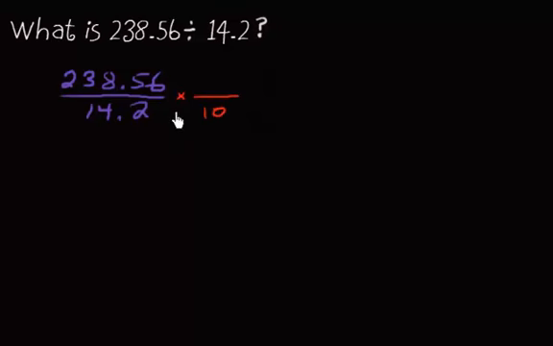So I need to move this over once, so let's multiply by 10. But remember our rules with arithmetic. If you're going to multiply the bottom by something, what do you have to do to the top? Well, hopefully you say exactly the same thing. So I'm going to have to multiply the top by 10. If you multiply this number by 10, all it's going to do is take this decimal and move it to the right. So now my new number is 2,385.6, and on the bottom it's now 142. Now we're back into a normal division problem.